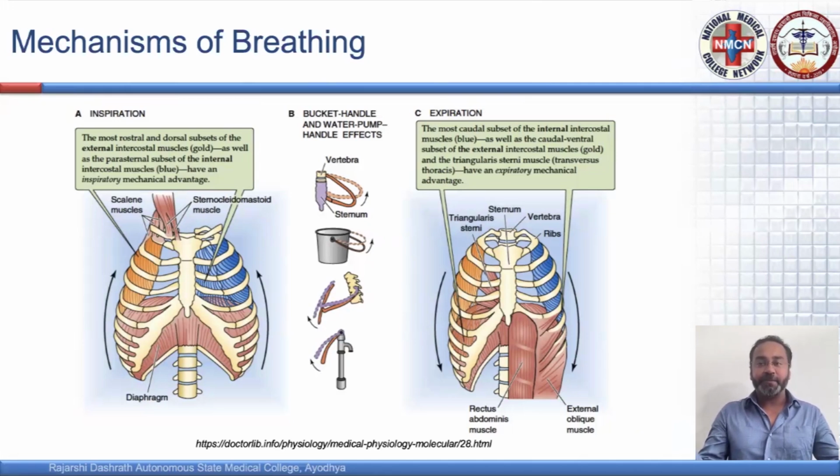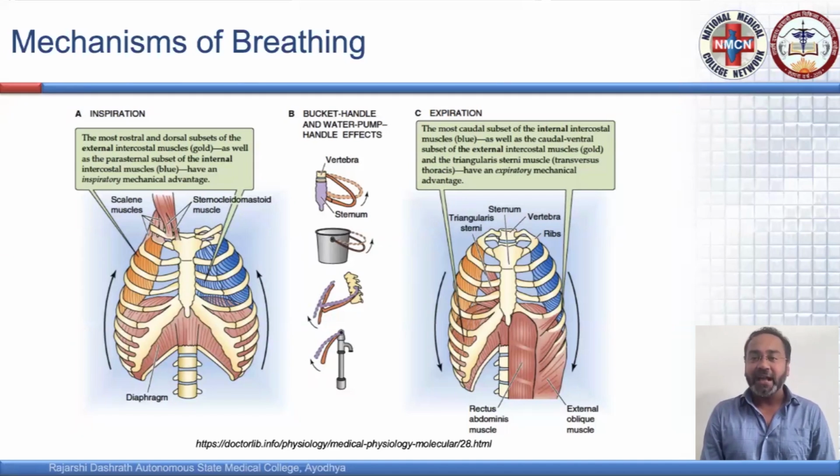lower rib upwards. For example, if you have a bucket and it has a handle, whenever the external intercostal muscles contract, they lift the lower rib like this, like the handle of the bucket. This phenomenon is called the bucket handle phenomenon. Whenever the lower ribs get lifted, it increases the transverse diameter of the chest. So the transverse diameter is increased.